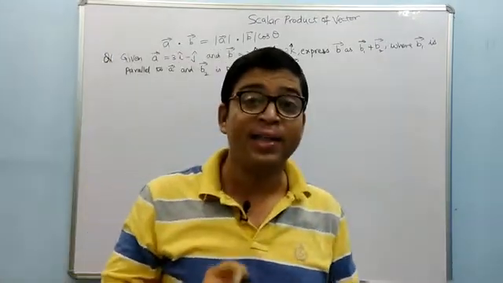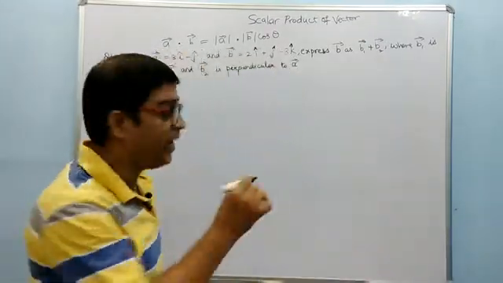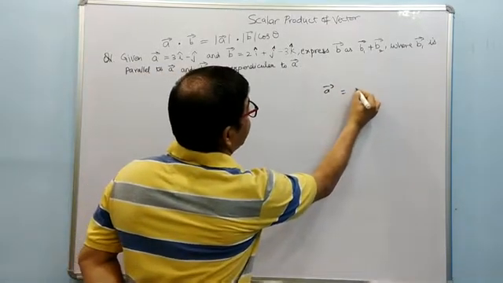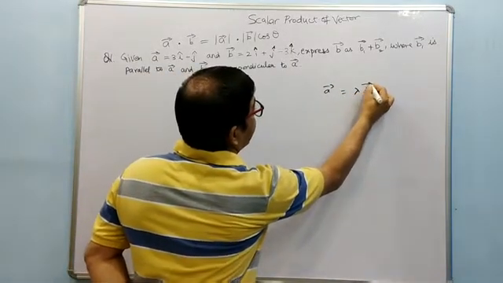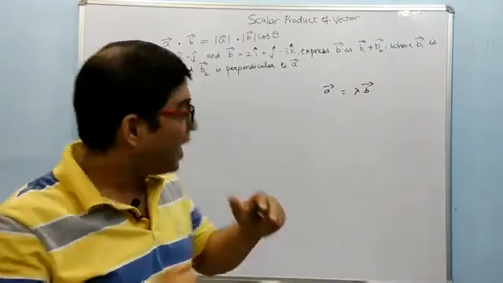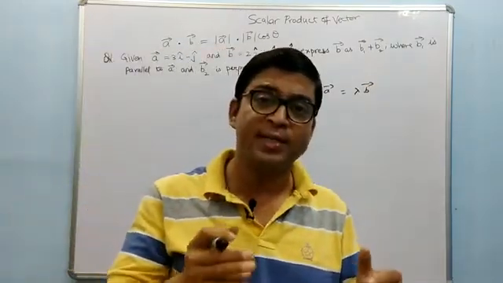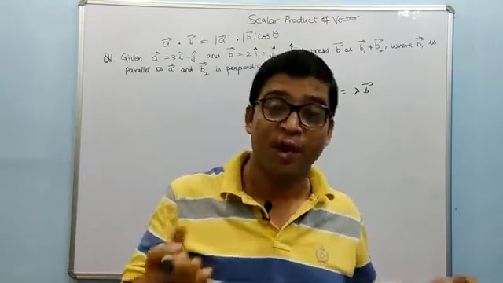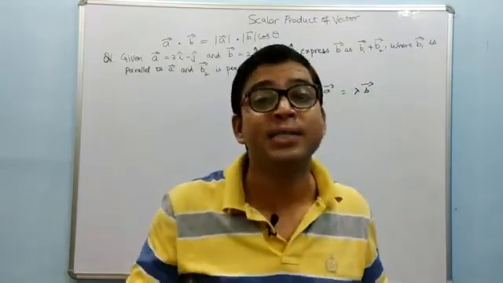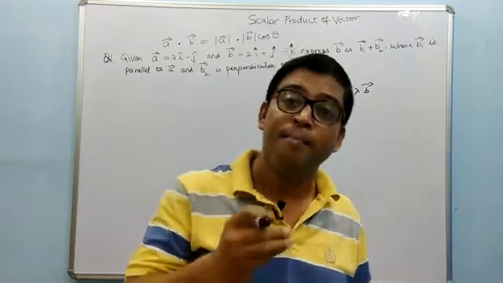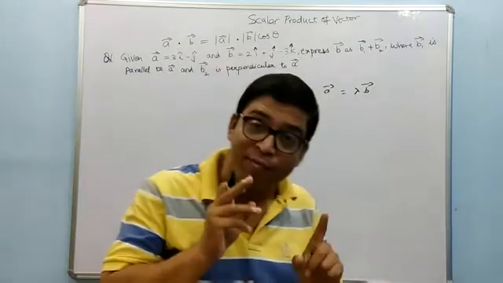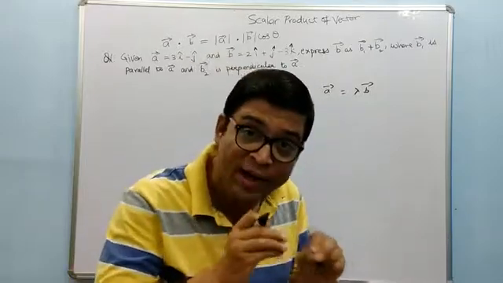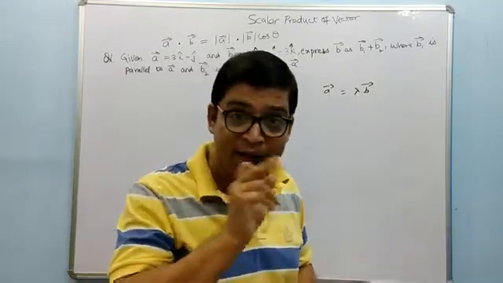We have learned that if two vectors are parallel, they are in the fashion vector A is equal to lambda into vector B. That means if two vectors are in such a fashion that one vector is a scalar multiple of another vector, these vectors are parallel. So wherever you have to take any vector parallel to a given vector, take it in this fashion. This is another thing we are learning.